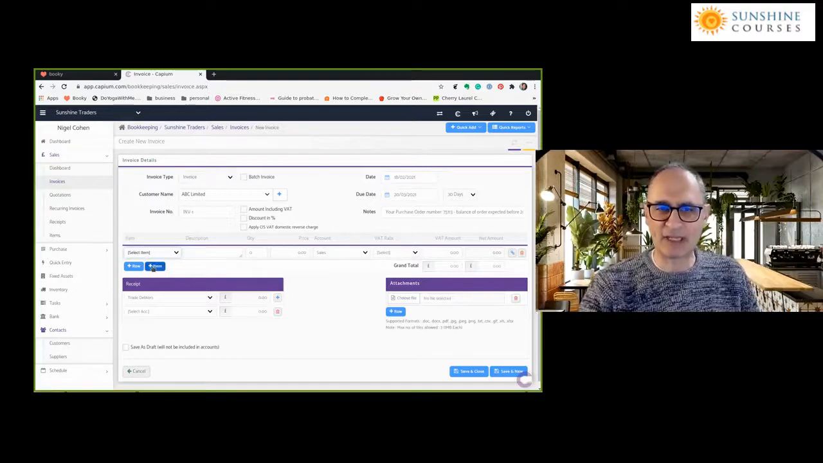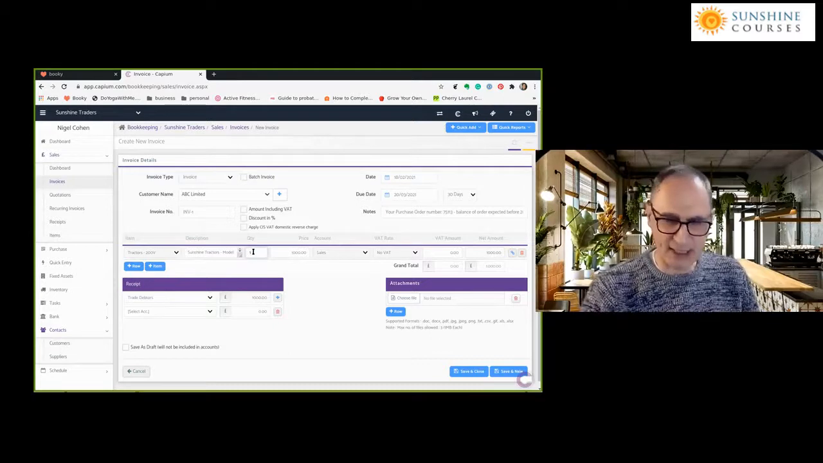Similarly, if I wanted to add an item from here, if I didn't use this menu, I can simply click plus item and it will do so. But here I've got the item, and in this case, I'm selling tractors that are model 200V. You'll notice the price is £1,000 because I've already put it in the system, but I'm actually going to sell 10 of them.